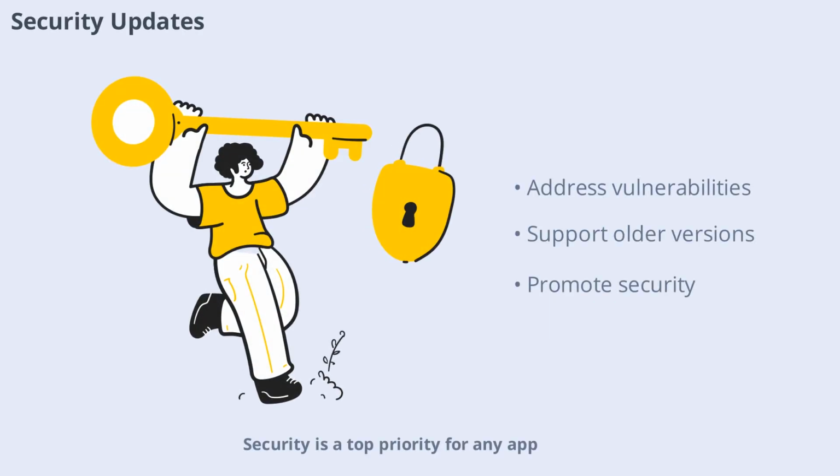Security is a top priority for any app. Regularly update your app to address security vulnerabilities and support older versions as long as possible. Communicate the importance of security updates to your users to encourage timely adoption.